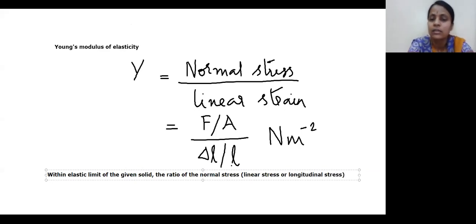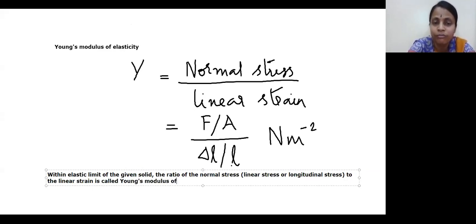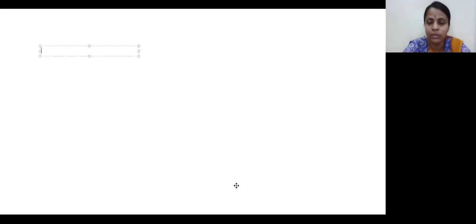Are you understanding? So the ratio of the normal stress to the linear strain is called Young's modulus of the given material of the solid. And it is going to be measured in Newton per meter square, because strain is a dimensionless quantity. So that's what Young's modulus is. What is the next modulus, children, that we wrote on the board? It is bulk modulus. So before I move into bulk modulus, let me go to the page again here.